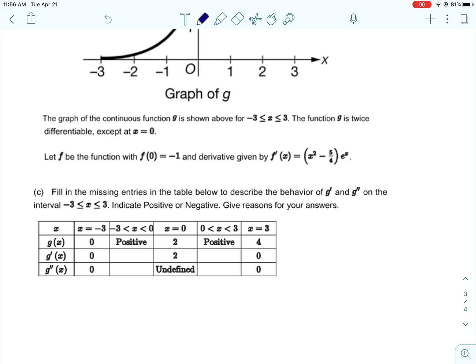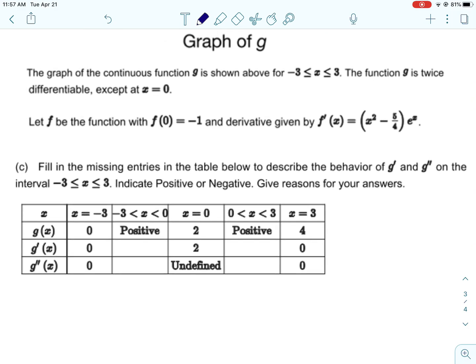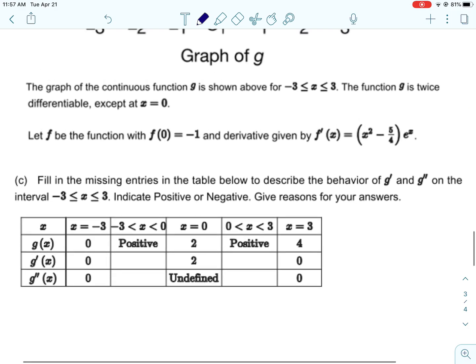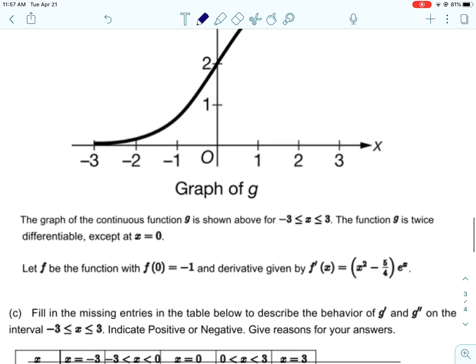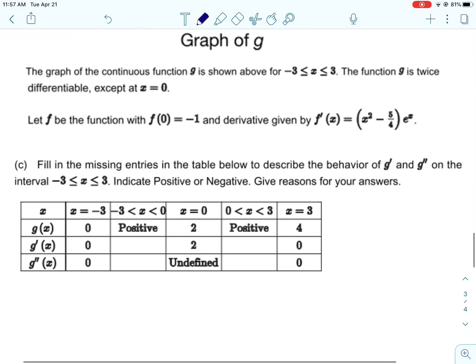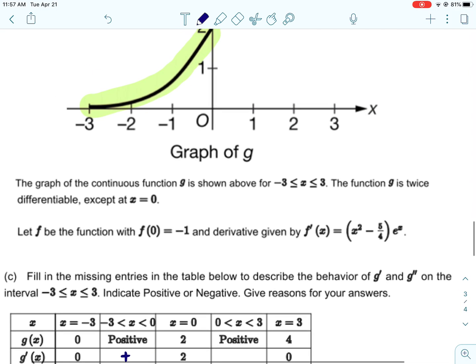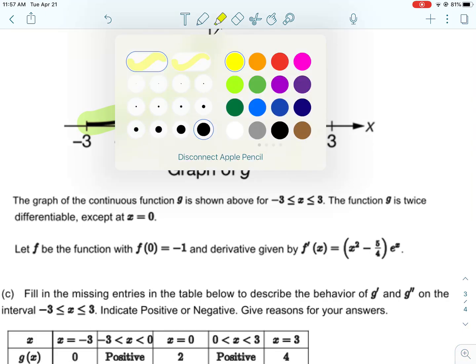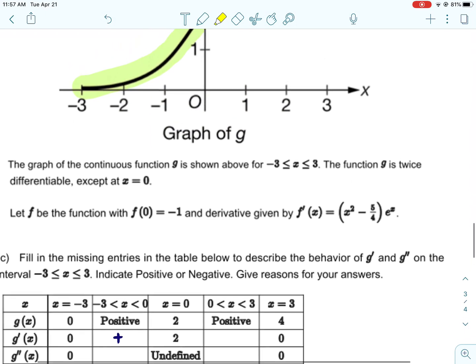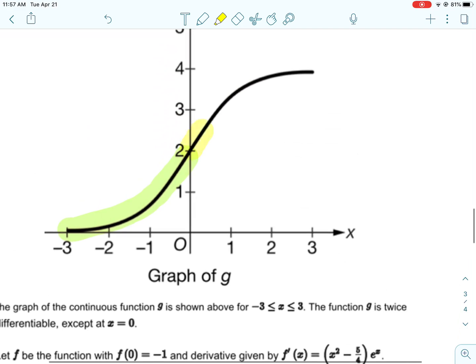Okay, C is all about G. And I love these questions. I hope I put one on there for you guys. But we're looking at the graph of G. And we're determining if G prime and G double prime are positive or negative. Alright, so when I look at the interval between negative 3 and 0, let's just talk about G prime. We're looking at this interval right here. And because the function is increasing there, then that means that G prime is positive.